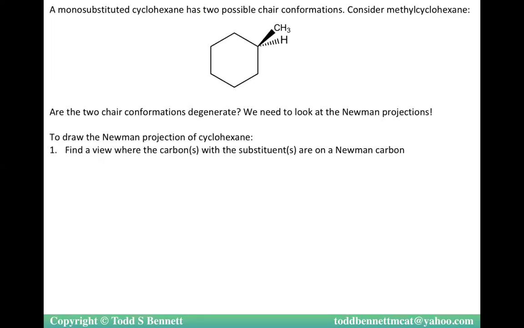Okay, so this applies to a question. A monosubstituted cyclohexane has 2 possible chair conformations. Consider methyl cyclohexane shown below. So here's my 6-membered ring, here's my methyl, here's my H. Are the 2 chair conformations degenerate? Okay, so let's figure out what that means. So I'm going to draw my chair conformation. And I'm going to arbitrarily call this carbon, this one right here, for visibility's sake.